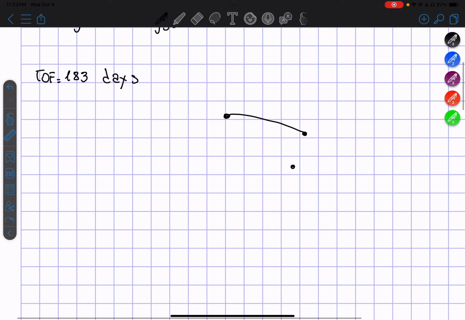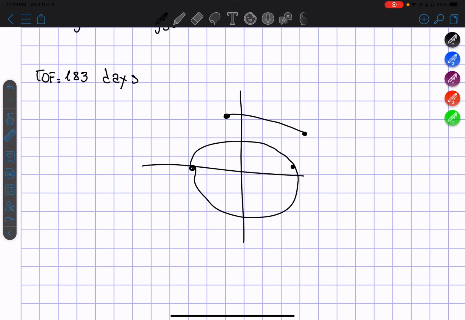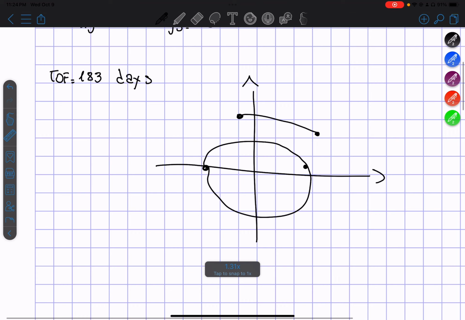Now, fun enough, the Earth is here and it's going to be on the other side. It's at apoapsis and periapsis, technically circular, but it's going to be on the opposite side when the satellite reaches the other side, because 183 days is about half of a year. So you make sure your calculations fit there as well.